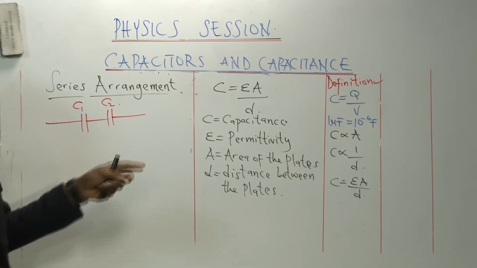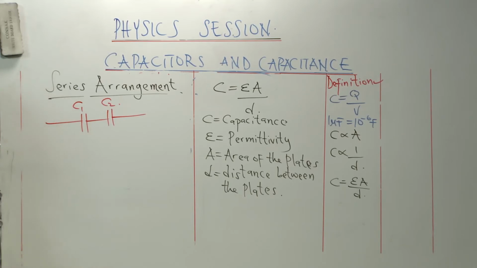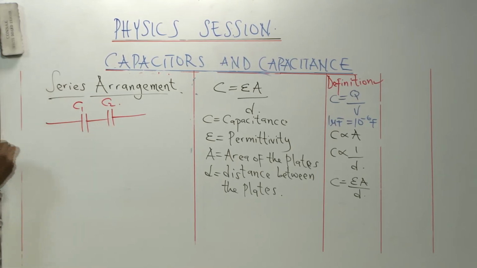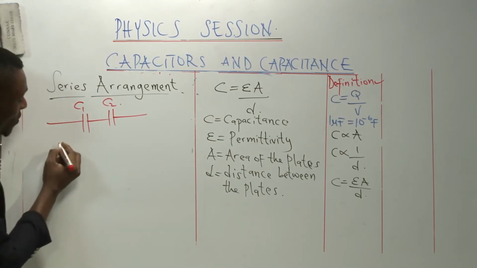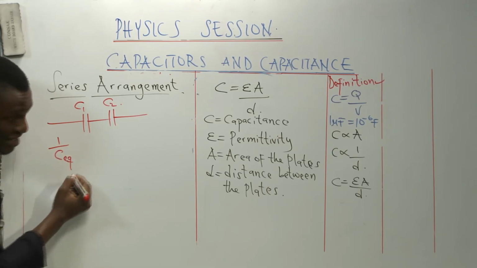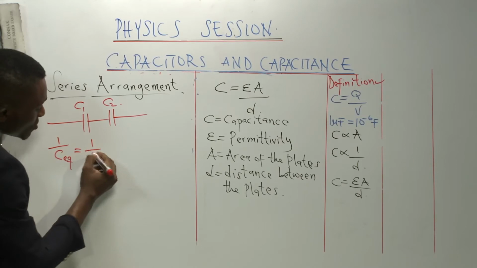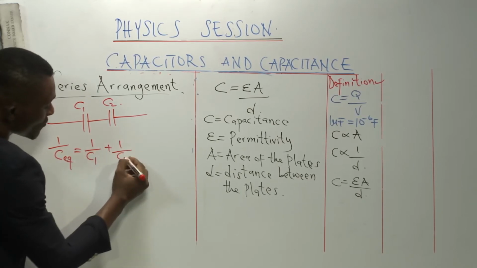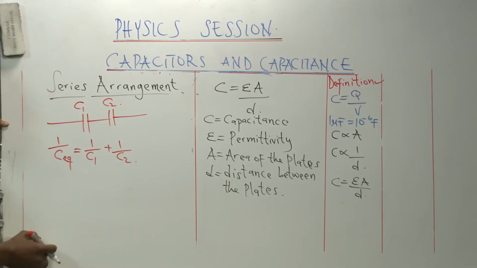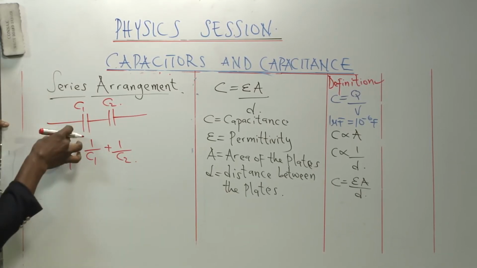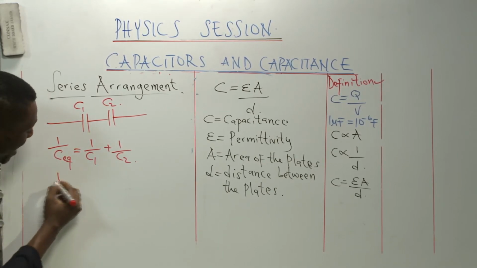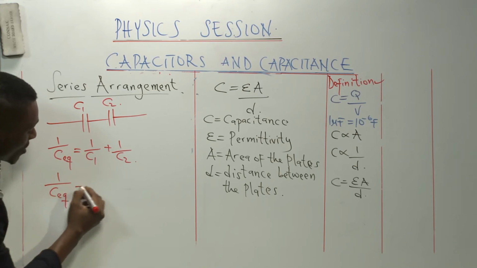So what is the equivalent capacitance? What we want to do here is to calculate the equivalent capacitance. What we mean by equivalence is, what is the addition of these 2 capacitances? So we do 1 over C, where C is represented as the equivalent, must be equal to 1 over C1 plus 1 over C2. So we are adding the reciprocal of both capacitors together, and it must be equal to the reciprocal of the equivalent capacitor.